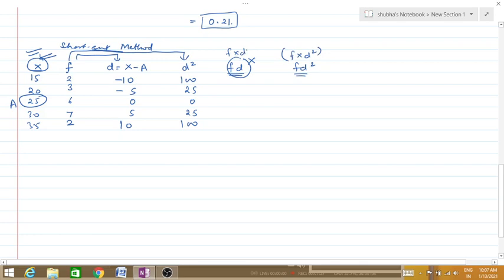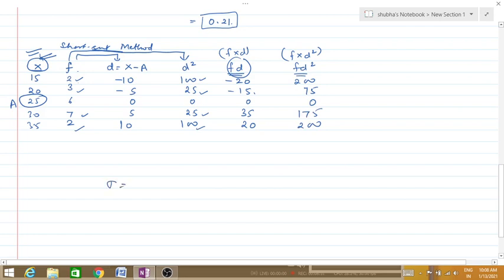This is f into d. In shortcut method we need both the multiplications, right? So here while multiplying f into d, 5 into minus 10 we get minus 20, 3 into minus 5 we get minus 15, then 0, 35 and 20. After this when we will multiply f into d square, that means 2 into 100, 200, 3 into 25 we get 75, 6 into 0, 0, 7 into 25, 175 and 2 into 100 again 200.